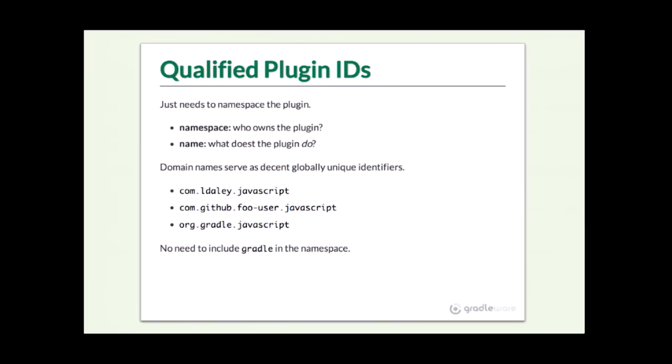And of course here, if I was looking at this, I had the choice between the ldaily JavaScript plugin or the org.gradle JavaScript plugin. I'm probably going to pick the org.gradle one. That would be the safe bet. And when you're picking namespaces, there's no need to include Gradle in there. I don't have to have com.ldaily.gradle JavaScript. The IDs are already in a Gradle kind of namespace, right? So that's all I need to identify this guy.